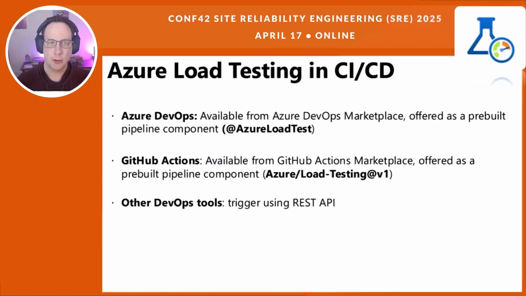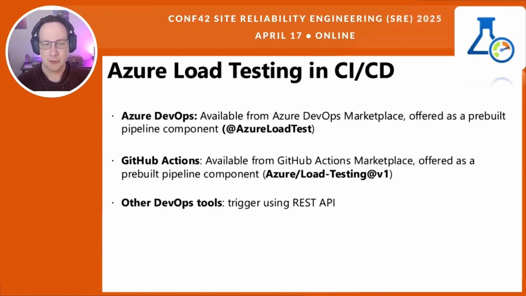If you're no longer using Azure DevOps, but it's all happening on the GitHub side, that's where you're going to bring in GitHub Actions. And again, no surprise, you have a GitHub Actions marketplace component called Azure/load-testing. And for now, it's still version 1. And then you go, okay, Peter, we're not using Azure DevOps. We're not using GitHub Actions.